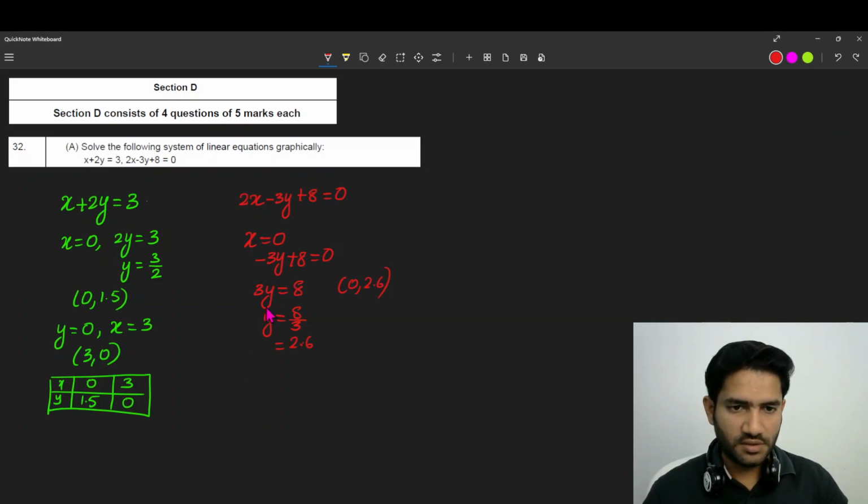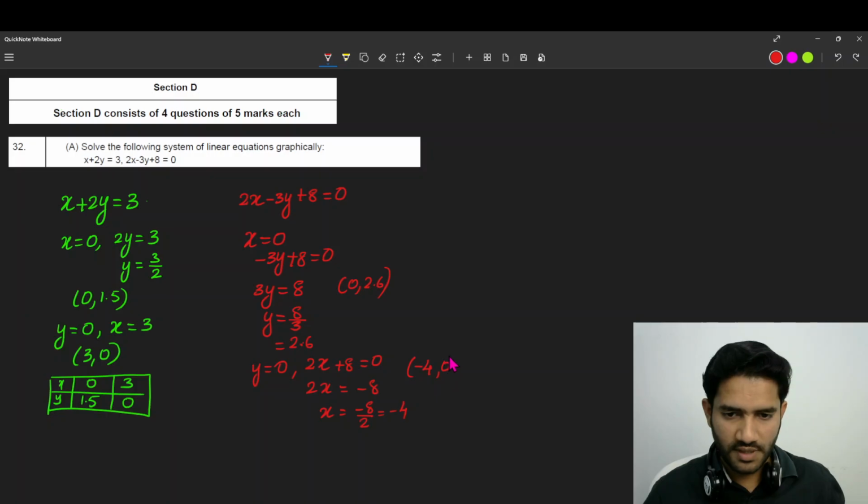So the next substitution, y equal to 0. So we'll get 2x plus 8 equal to 0. So 2x equal to minus 8, x equal to minus 8 by 2, that is minus 4. So here the second point is x is negative 4, y is 0. So we have the table here.